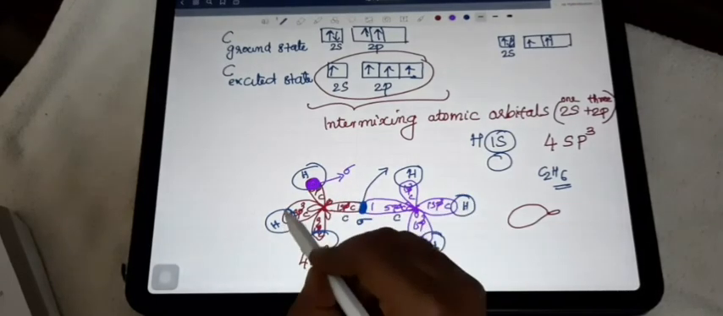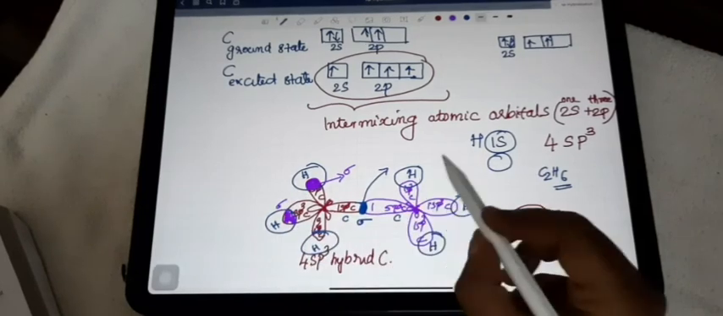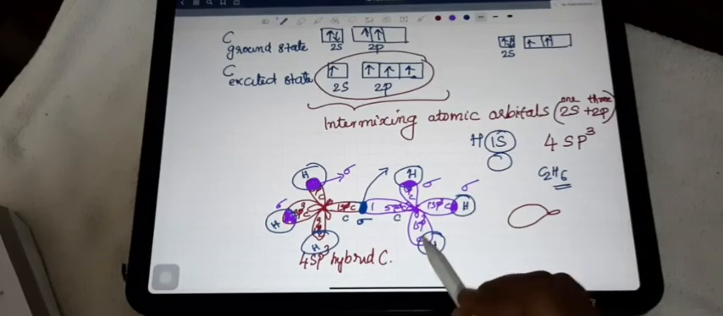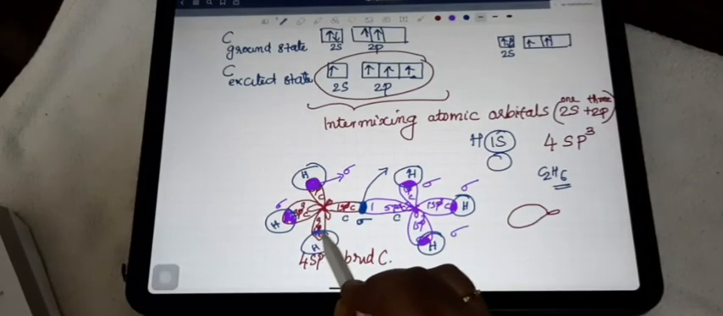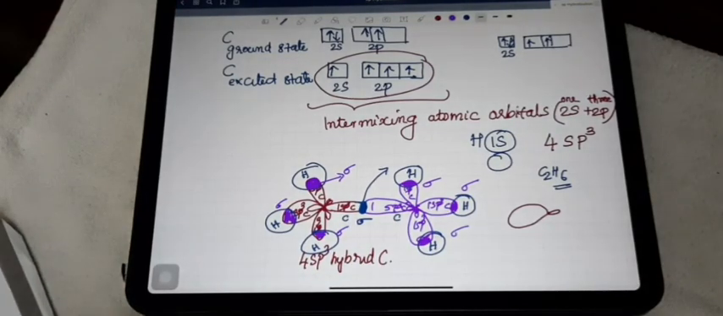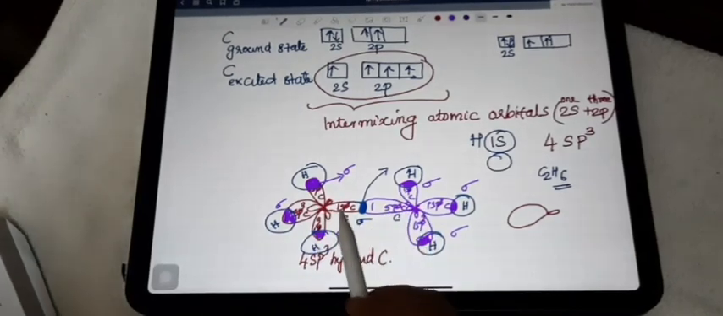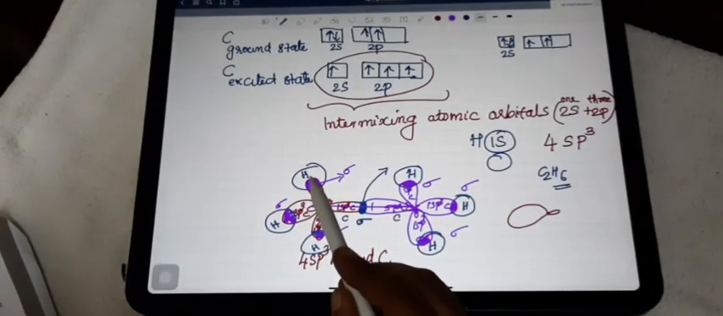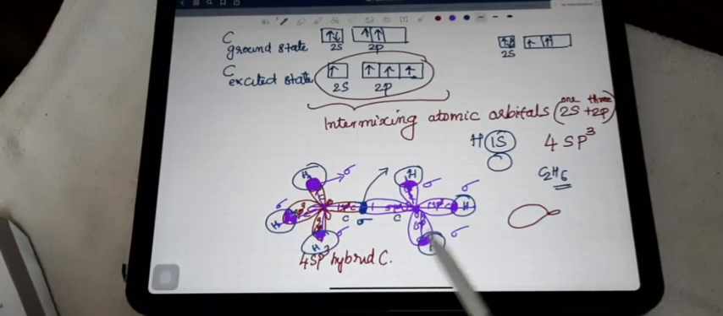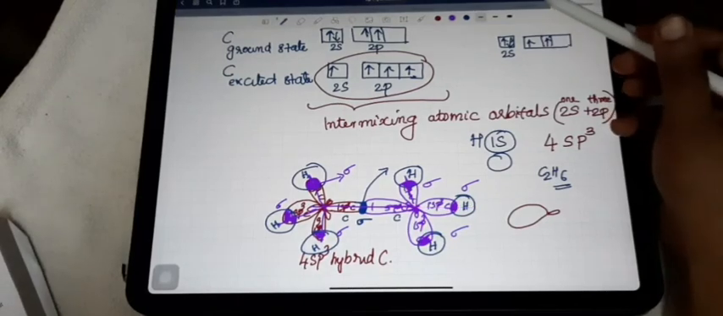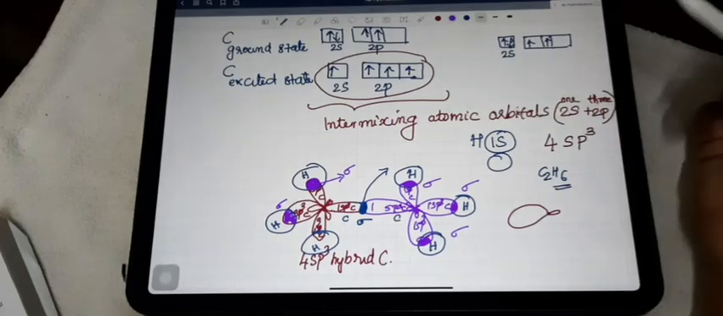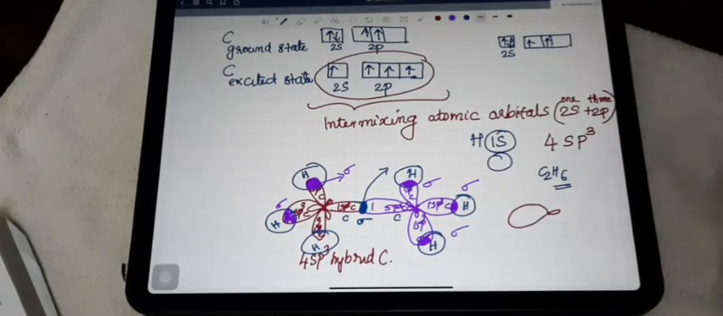So here also end-on overlap. So this is also a sigma bond. Here also a sigma bond, here also, here also, here also a sigma bond. Sigma bond formation is happening here because there are only single bonds. Here there is single bond formation, here single bond formation, everywhere single bond you can see here. That is why we say only sigma bonds are in this particular compound.